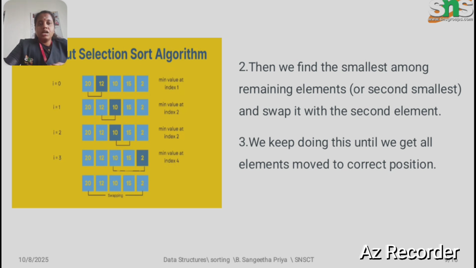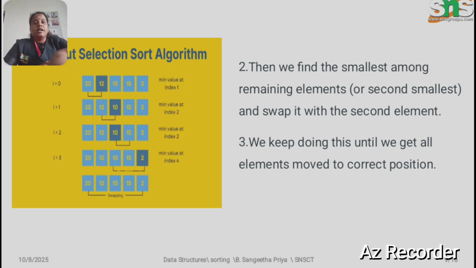Next we compare at index position 2. Here 10 and 12 will be swapped, and next is 12 and 15. Here 12 and 15 will not be swapped, as index 3 is already in the correct position. Next is the 2. The 2 should be in the first position, so again we compare the array and sort until the 2 is in the front position, that is, i equal to 0 is 2. So the sorted array will be 2, 10, 12, 15 and 20.